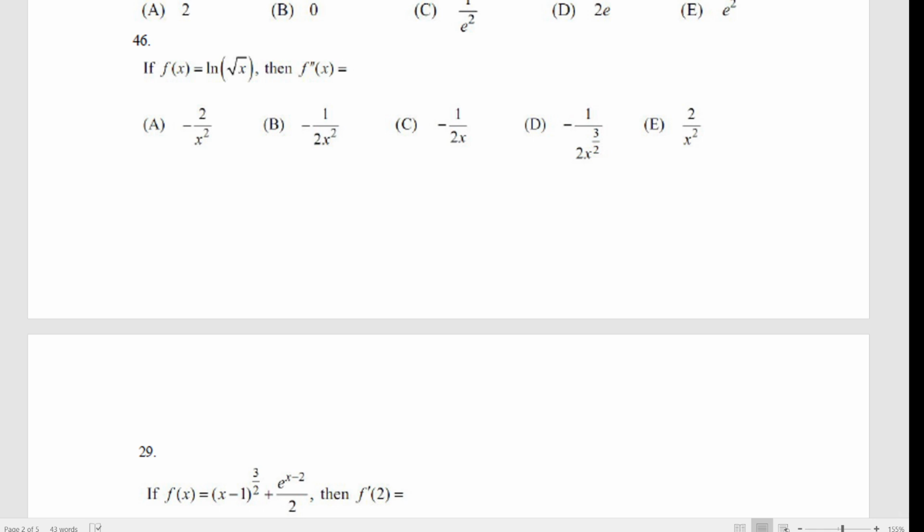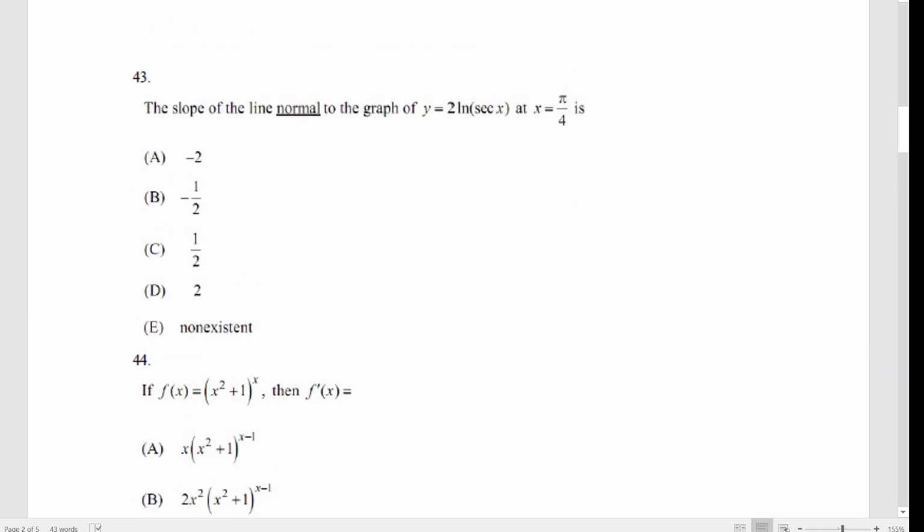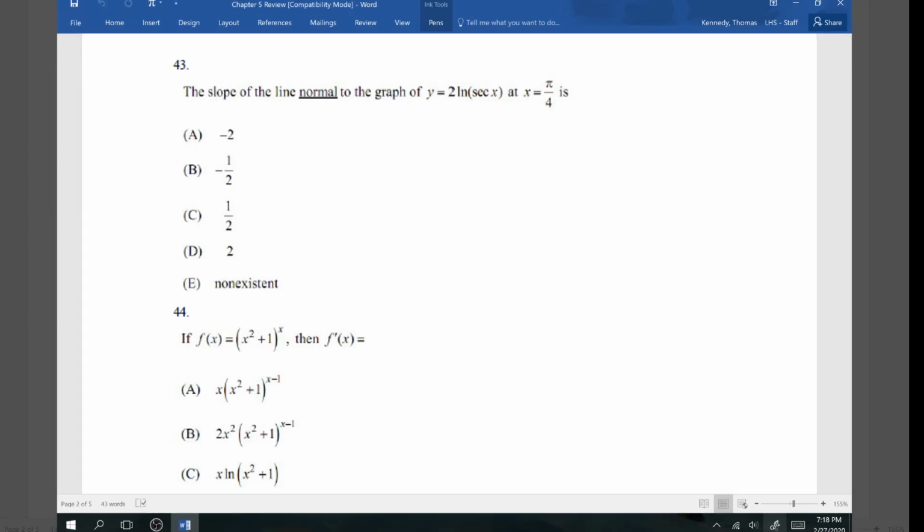Okay, next question. 43. Okay, so this is the slope of the line normal question. To find the slope of the line normal, you have to find the slope of the line that's tangent, because normal is always perpendicular to the tangent line. That's like the definition of normal, is you take the tangent line and you're perpendicular at that point.